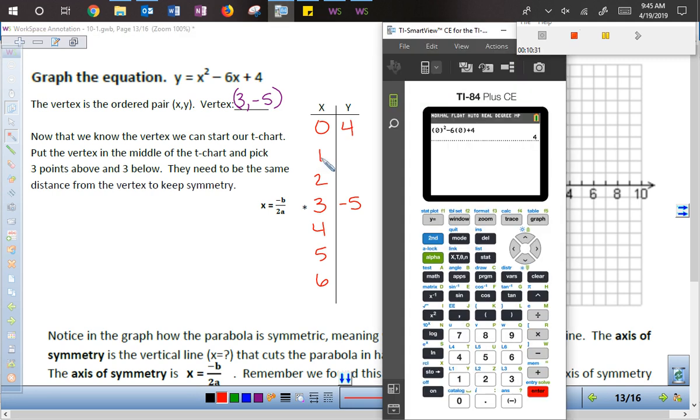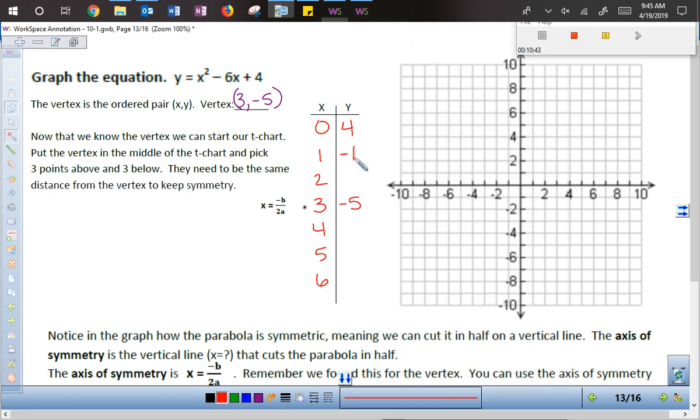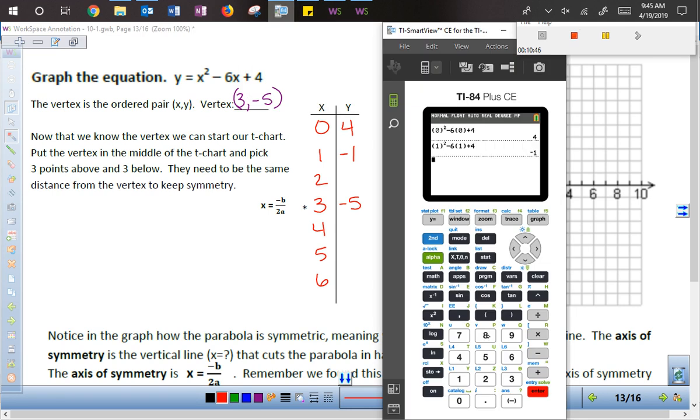Now we're going to do it again for 1. So 1 squared minus 6 times 1 plus 4 gives me a result of negative 1. And then we can do it for 2. 2 squared minus 6 times 2 plus 4 is going to give me negative 4.